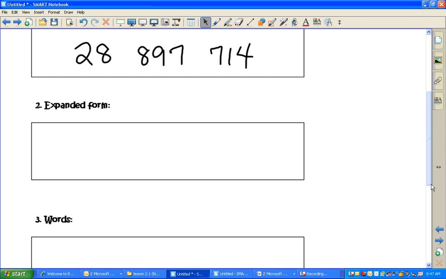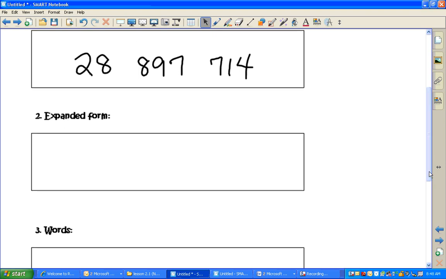Now we're going to take this same number here. Oh, by the way, who can say this number? 28,897,714. Okay, good. So make sure that we've all written that down, because we're going to use that number to do expanded form. There are two ways to do it, and I don't know what you were taught last year, so I'll show you.